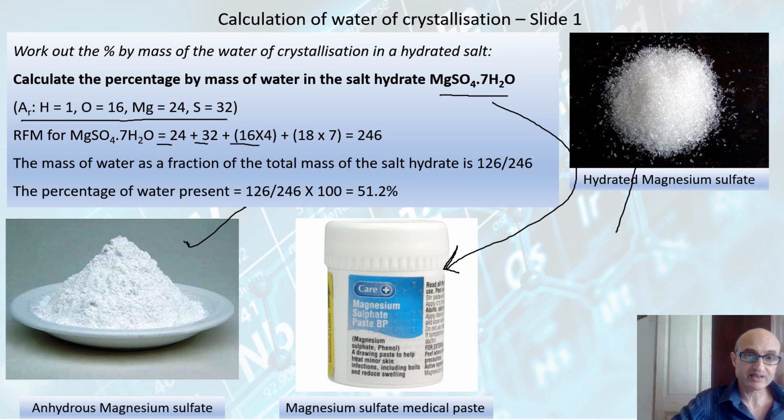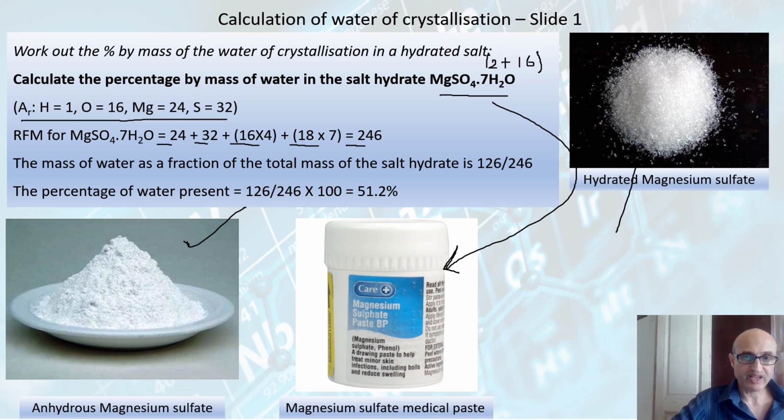Next, I have 18 for water, where we have 2 hydrogens. Each hydrogen contributes 1, and I have 1 oxygen, which is 16. So a single water molecule has a relative formula mass of 18, but I've got 7 water molecules, so it's 18 by 7. If I do all of that together, it's 246, and that is the relative formula mass of magnesium sulfate 7 water.